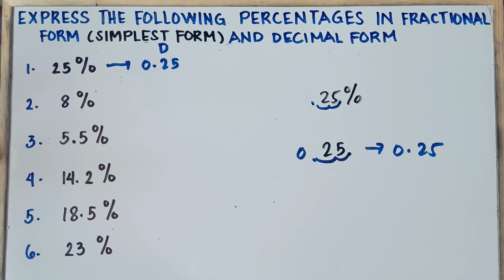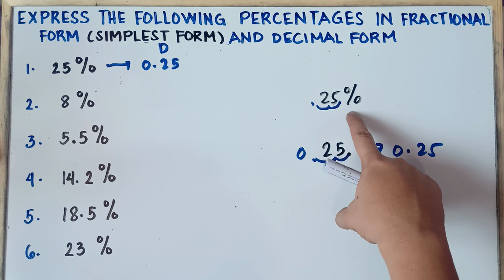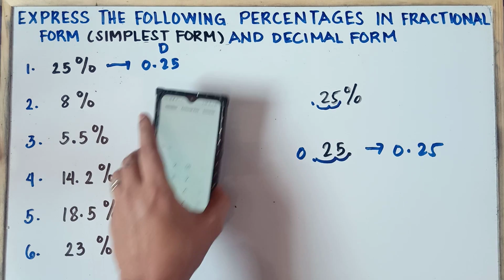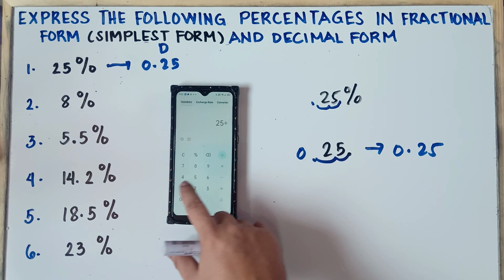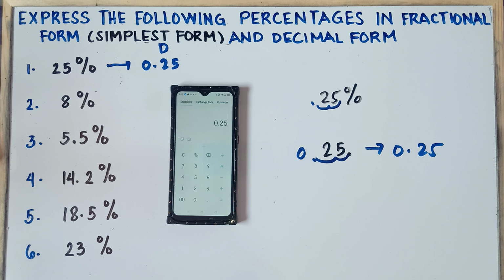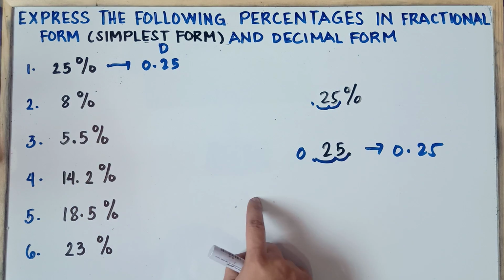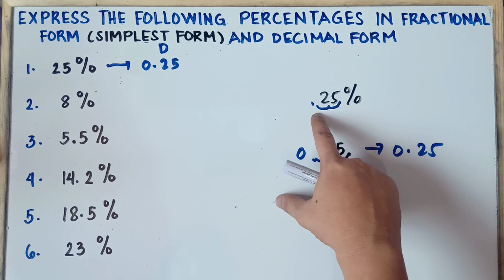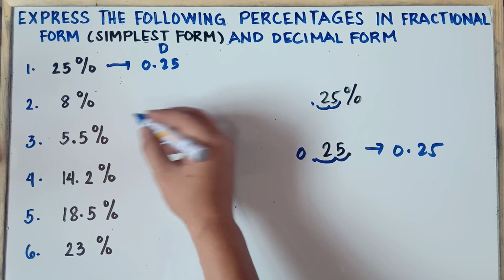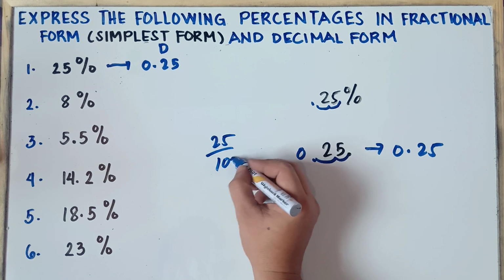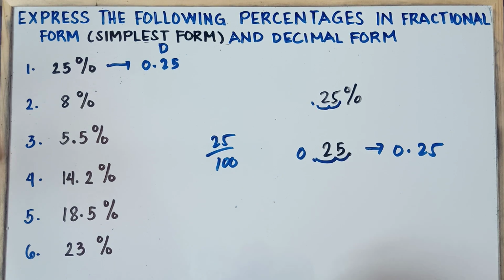Or you can also use your calculator, class, because percent means per 100. So that would be 25 divided by 100, and you will get 0.25. Same answer, class. So to convert percent to decimal, you can simply move the decimal point right to left twice, or you can divide 25 by 100, and you will get 0.25.